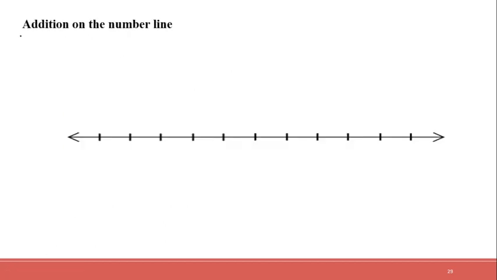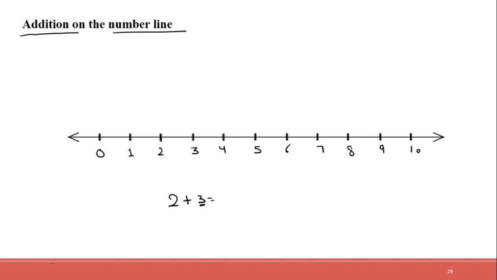Now what is addition on the number line? So let's say I write it here: 0, 1, 2, 3, 4, 5, 6, 7, 8, 9, and 10. And if I want you to add 2 plus 3, what will you get? First you start from 2 and you will add 3 units. This 3 is nothing but 3 units, right?